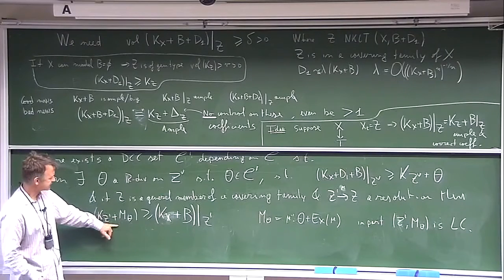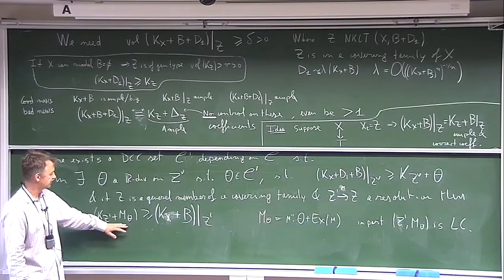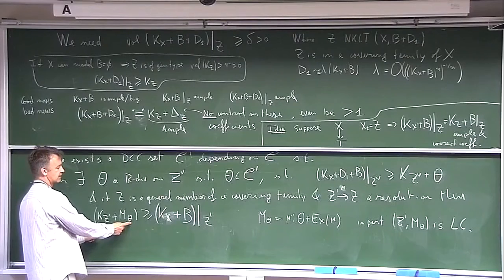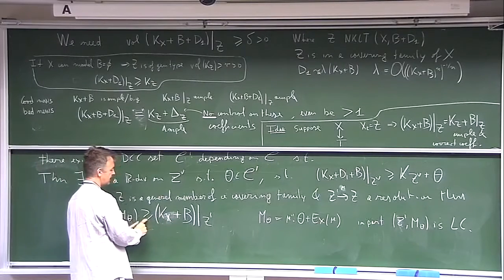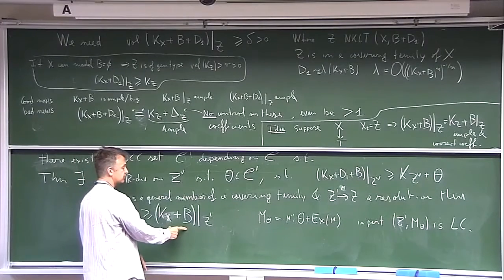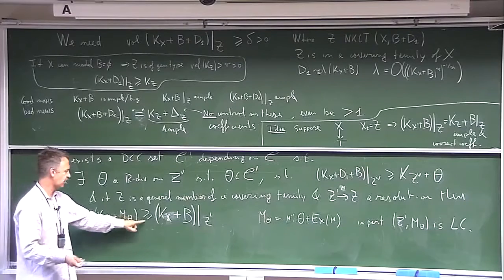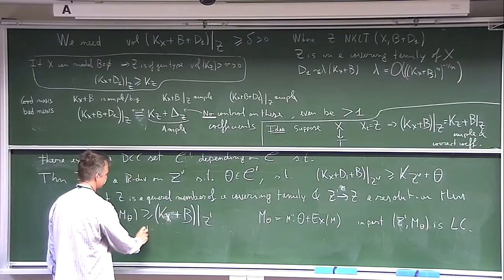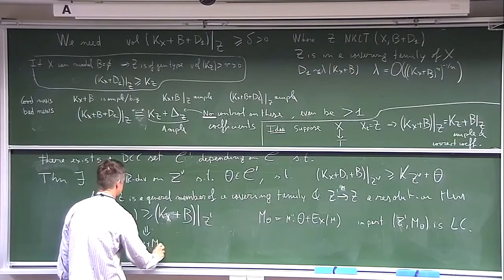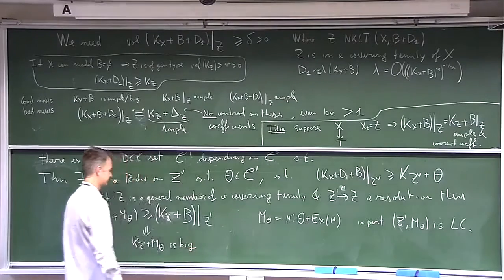Okay, why is this important? This is important because it tells me that here I have a log canonical pair which compares well to the pullback of an ample divisor on the normalization. So in particular, the important thing about this inequality is that it says that K_{Z'} + M_θ is big. Okay?